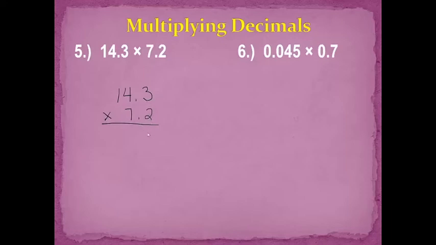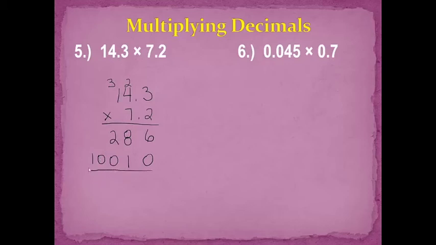2 times 3 is 6. 2 times 4 is 8. And 2 times 1 is 2. For my second row, I need to start with my 0. And then 7 times 3 is 21. 7 times 4 is 28, plus 2 is 30. And 7 times 1 is 7, plus 3 is 10.